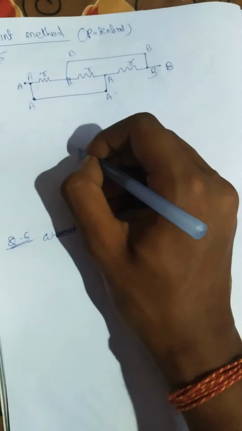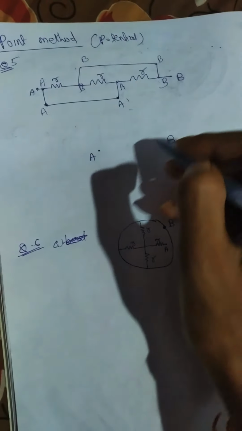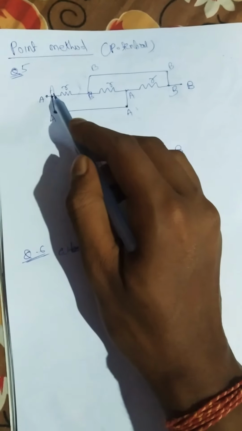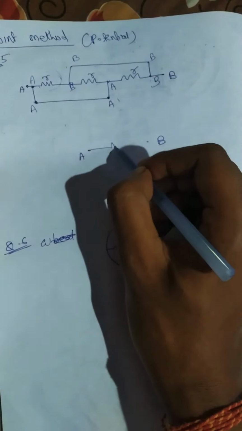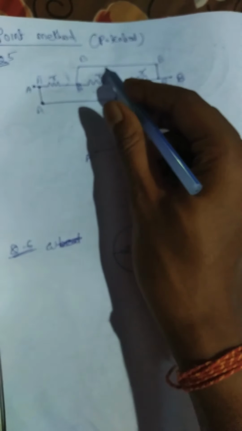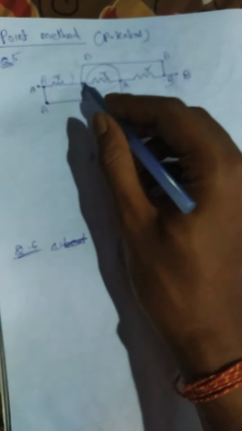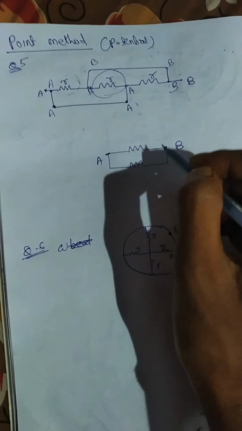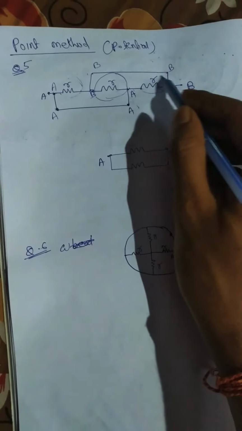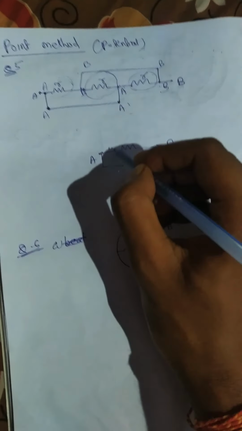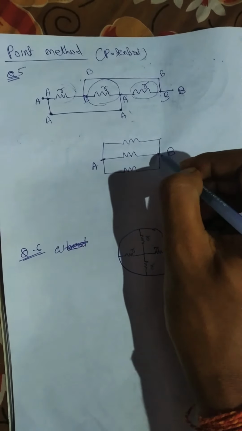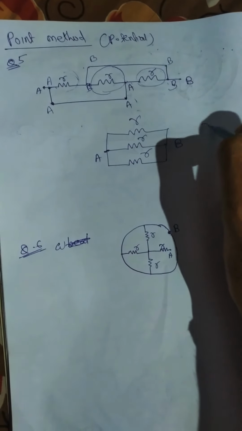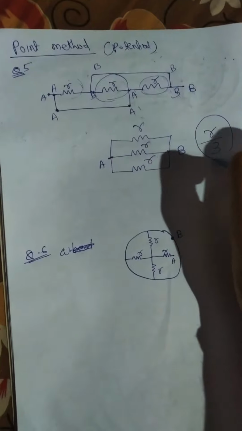So draw this A point and B point. This R resistor is connected between A and B. Again this R resistor is connected between A and B. So the only option is parallel. This R resistor is connected between A and B. So these are in parallel, so the result is R equivalent is R by 3.